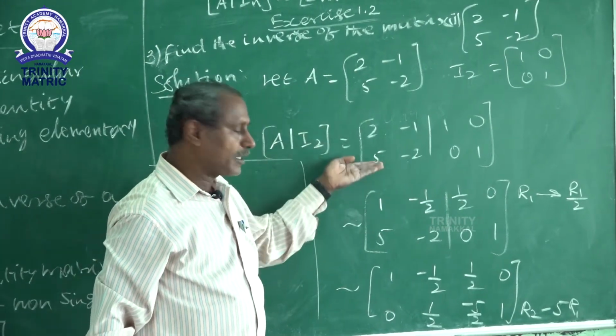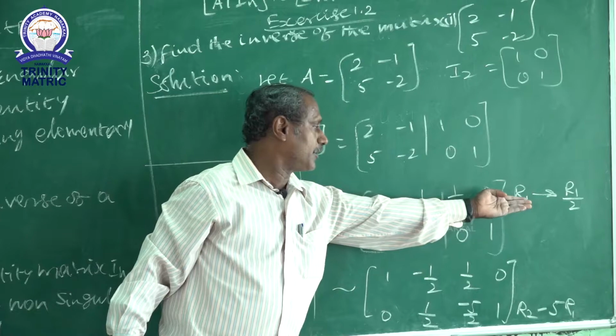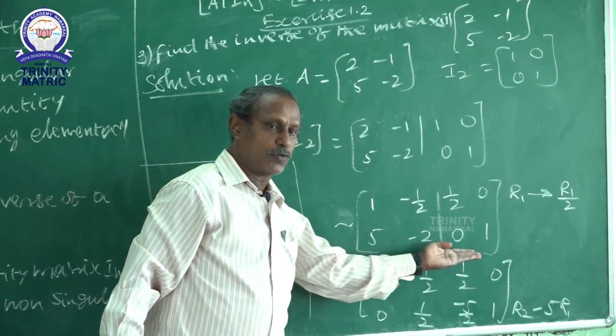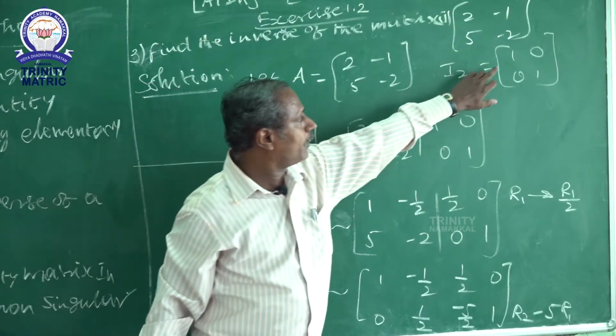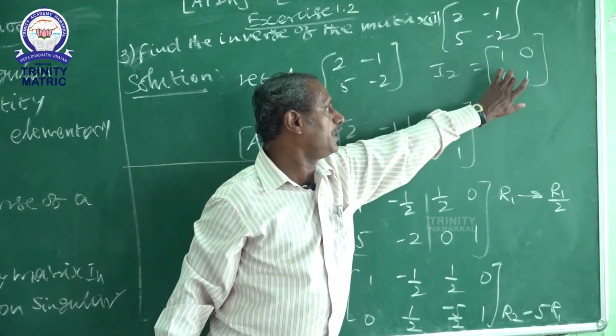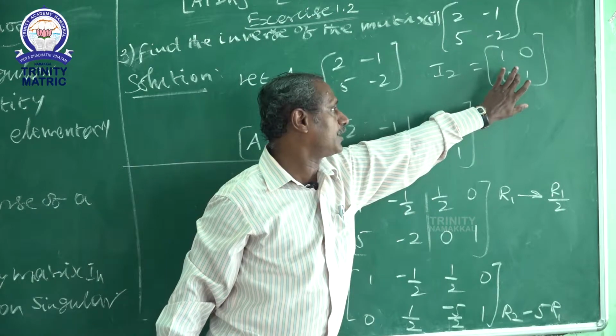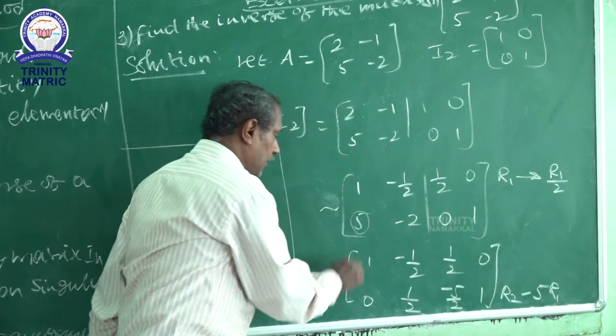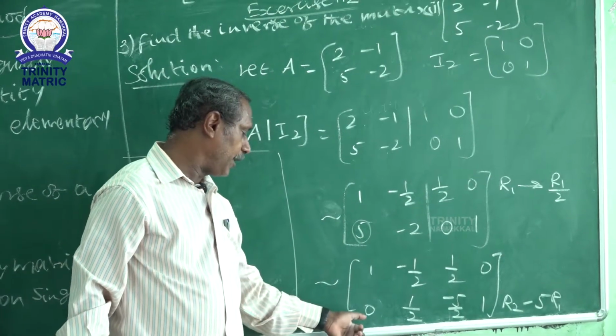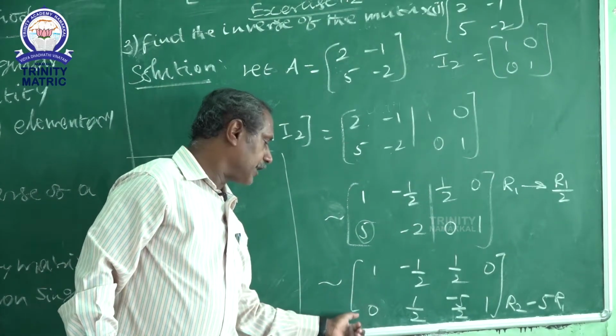After completing the first step, keep the second row as it is, that is 5, minus 2, 0, 1. Next we go for the identity matrix. Concentrate on the second row, first element, which should be 0. For that we have to focus on the element 5, which we are going to make 0.